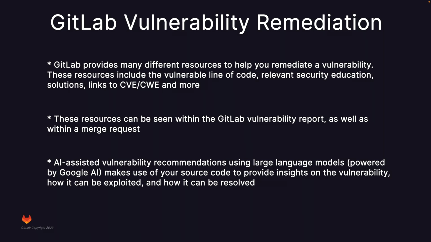GitLab now newly provides AI-assisted vulnerability recommendations. These recommendations use large language models which are powered by Google AI. These models are used alongside your code to provide you insights on the vulnerability, details on how it can be exploited, and how it can be resolved. We'll go over all of these features within this video and show how GitLab solutions are all-in-one.